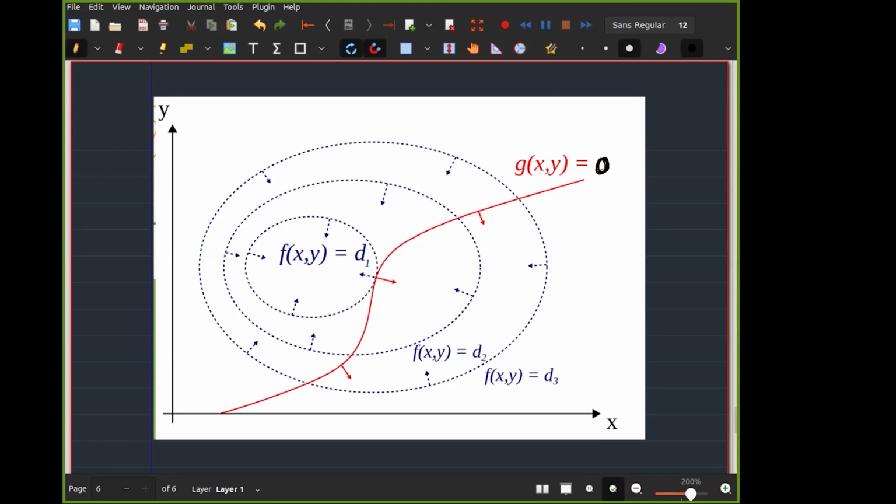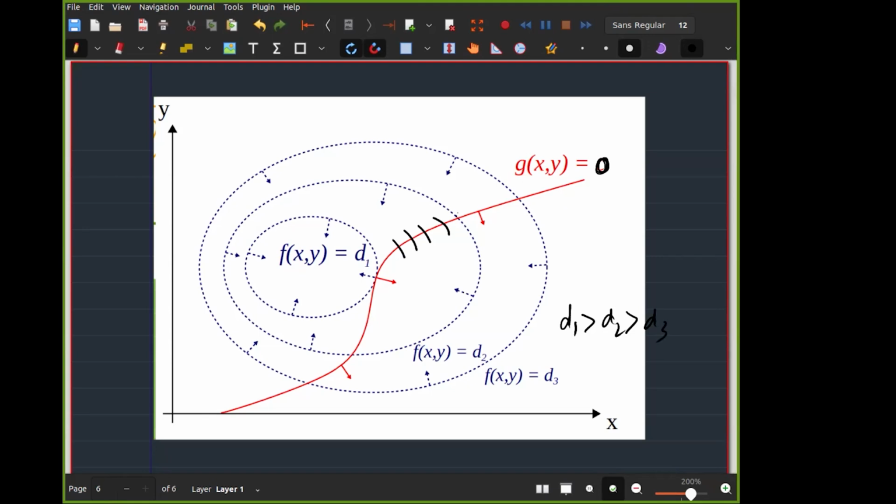And you have multiple contours for various values of f(x, y). And here you have d1 is greater than d2 is greater than d3, right? Because the contours are going in. The thing is, this red line is the constraint, so you always have to stay on this red line. But this red line has many contours intersecting it, so you have various choices, right?